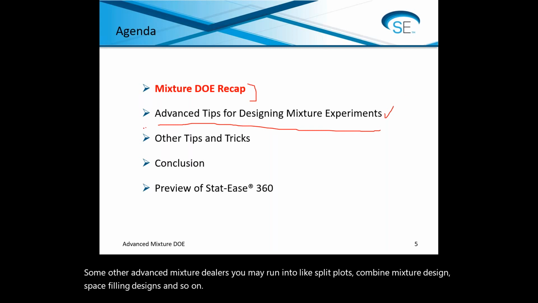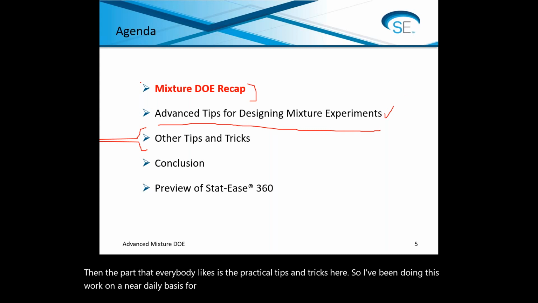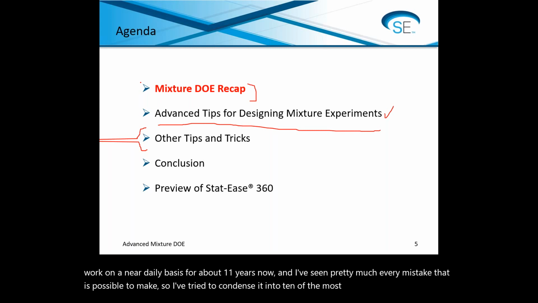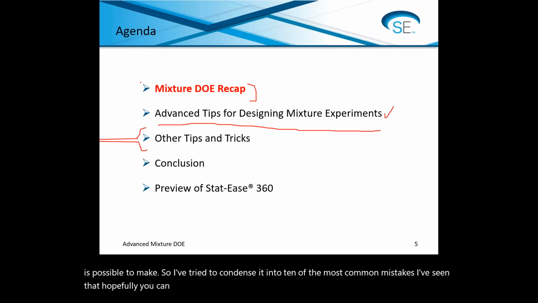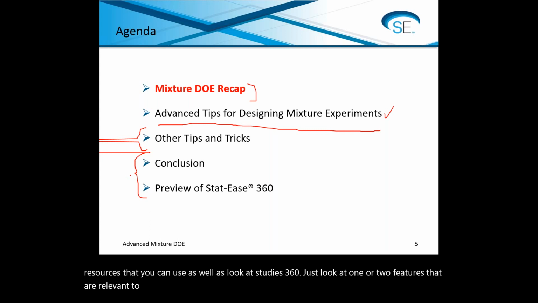Then the part that everybody likes is the practical tips and tricks here. So I've been doing this work on a near daily basis for about 11 years now, and I've seen pretty much every mistake that is possible to make. So I've tried to condense it into 10 of the most common mistakes I've seen that hopefully you can avoid in the future. And then finally, I'll just wrap up with some other resources that you can use, as well as look at Statis 360, just look at one or two features that are relevant to Mixture DOE.